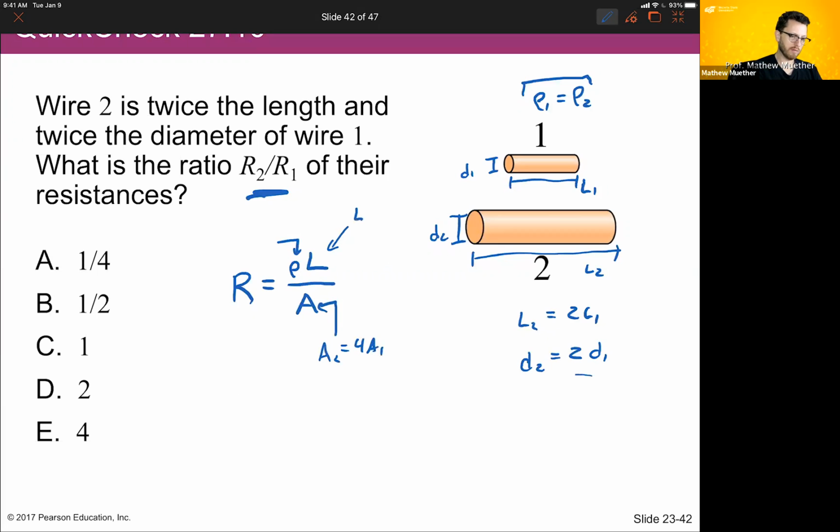And we already know that L2 is equal to twice L1. So the resistance of object 2 is lower, right? By how much? By a factor of a half.